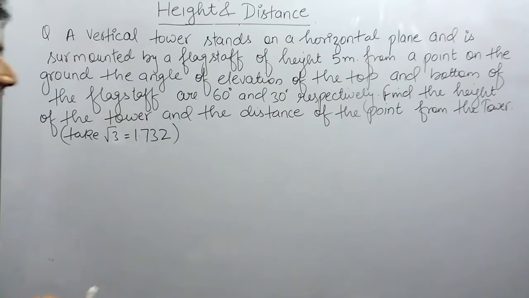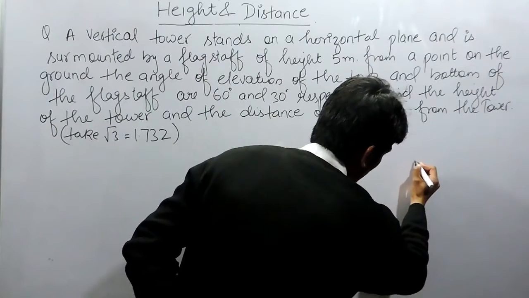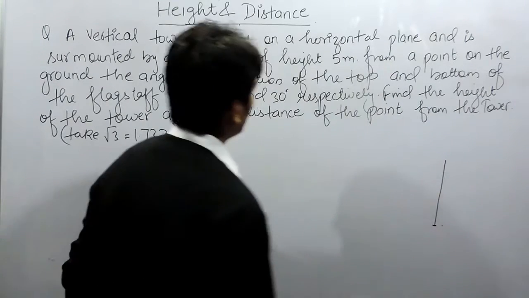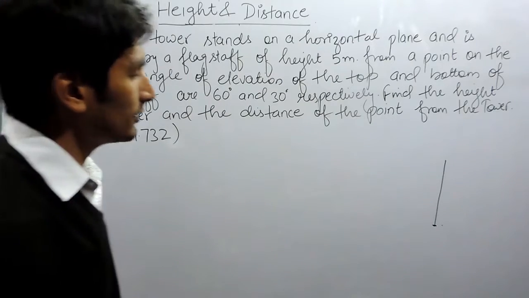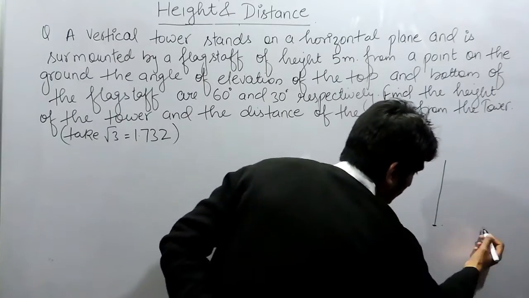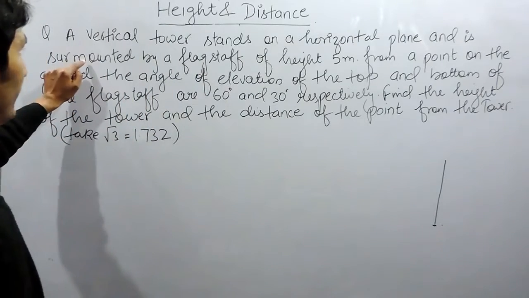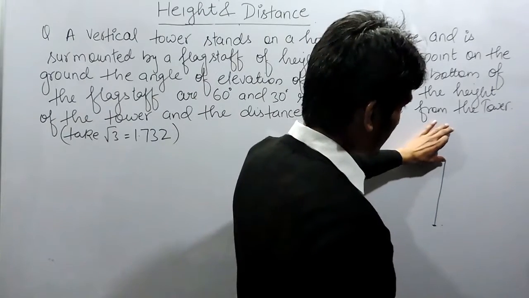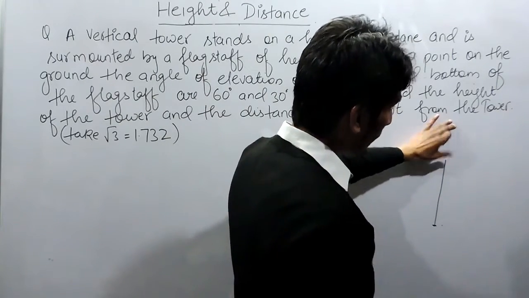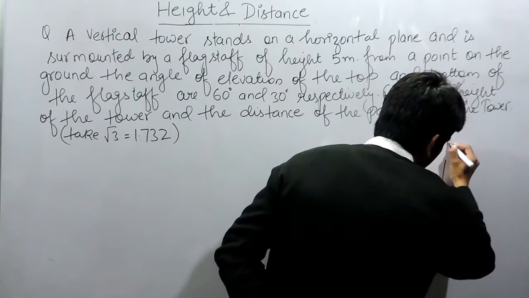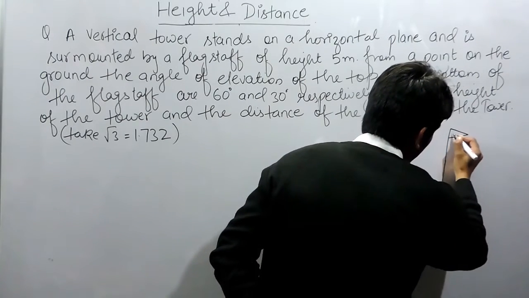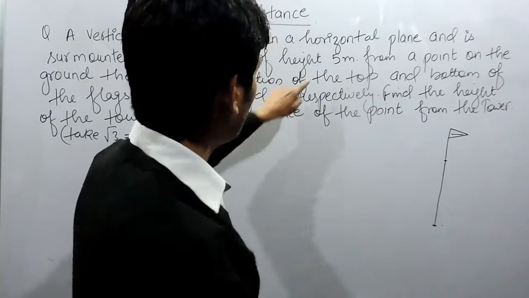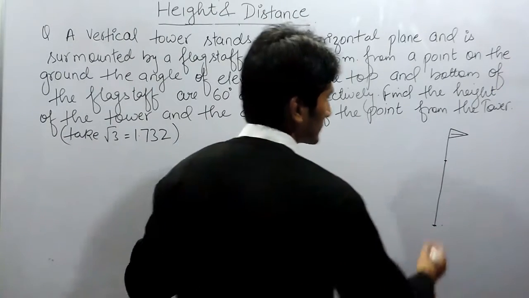So in this case, a vertical tower is there. Let's suppose this is the vertical tower, which stands on a horizontal plane, and a flagstaff is surmounted on it. Means there is a flag placed on the top of this building. So this is the flag which is surmounted on the top of this building, and the height of that flagstaff is 5 meters.